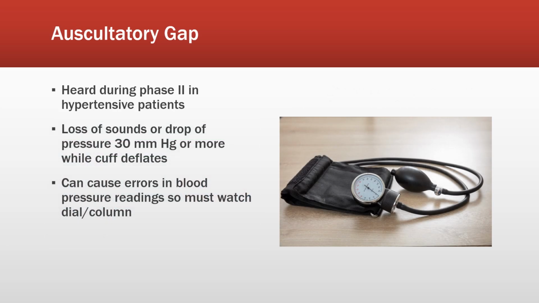And then auscultatory gap. The auscultatory gap is when there's a loss of any of the sounds for up to 30 millimeters of mercury, and it could be even more during the release of air from the blood pressure cuff. So after we hear that systolic and we're releasing it, the sound goes away, and you keep going down, and then boom, all of a sudden it comes back. This is an auscultatory gap. It can cause errors in blood pressure readings. So you really have to watch and listen.